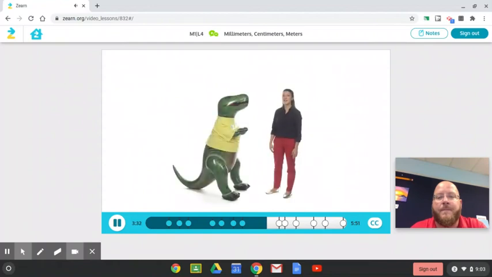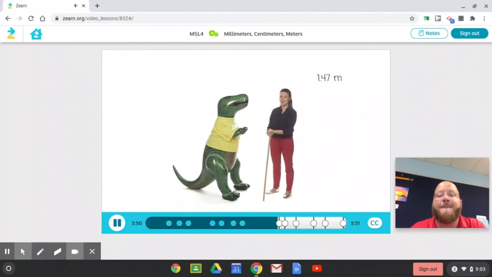Let's do another one. Z-Rex is 1.47 meters tall. Find his height in centimeters and millimeters.